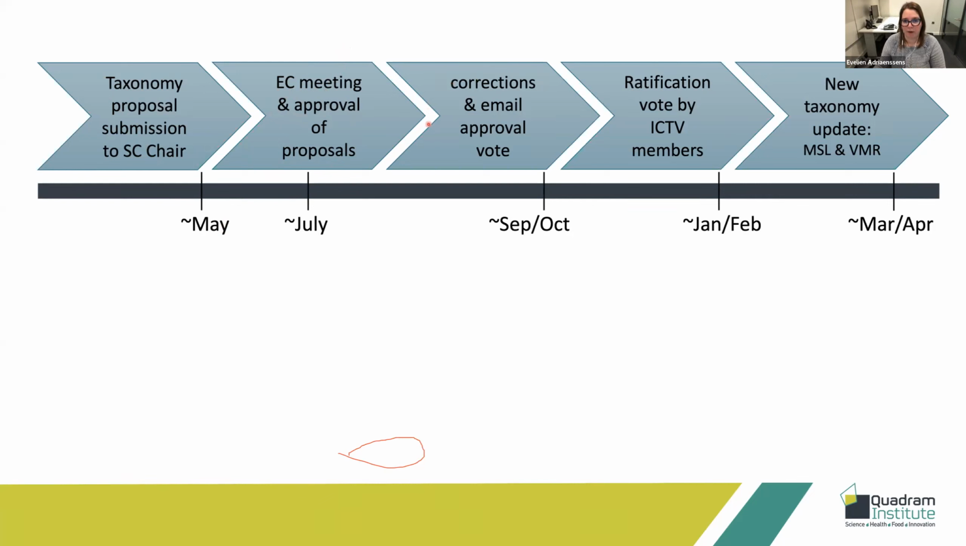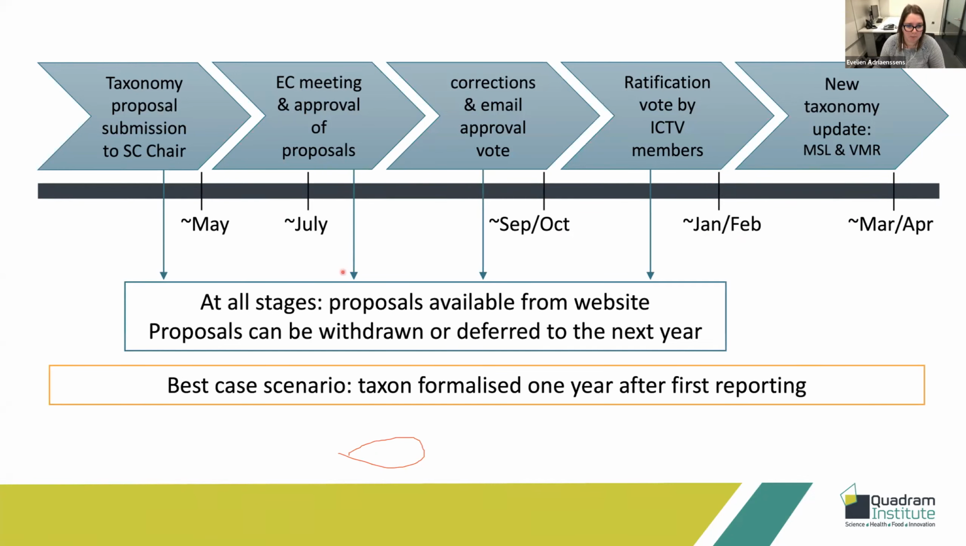Then there's time for corrections. Then we vote again by email for the corrections. And then there's a ratification vote by the entire ICTV membership, which usually happens in January, February, or March. Once that vote is done, there's a new taxonomy update. This can be March or April, depending on how long this whole process takes and whether there are any issues identified. At all stages, the proposals are available from our website.